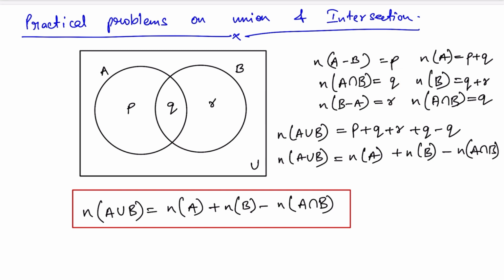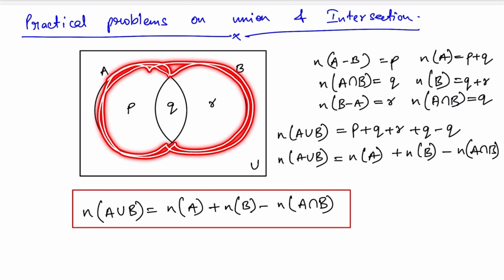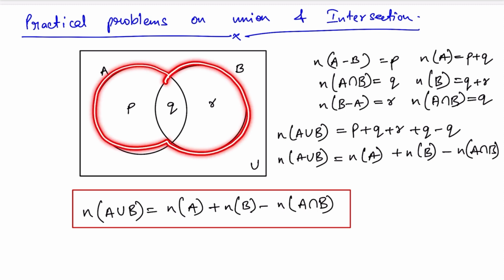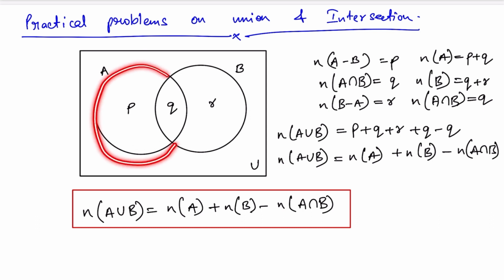Then we have discussed that this region is actually A union B. Under the topic operations of sets, under the union of two sets, we have seen this region is actually A union B. So how many elements are there in A union B? p plus q plus r. Then we have added q and subtracted q, because with the help of this we can formulate the required formula.